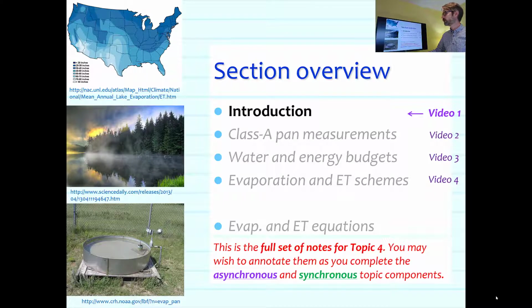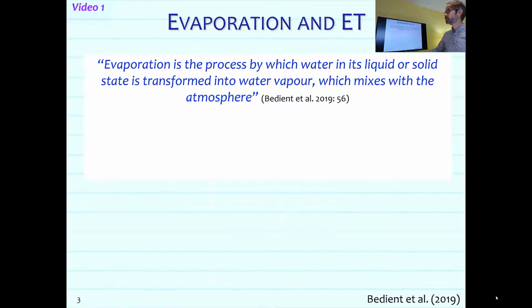In video 2, I talk about measurements using an instrument called a Class A pan. In video 3, we talk about water and energy budget approaches as well as mass transfer approaches. In video 4, we talk about the difference between evaporation and evapotranspiration, and we look at calculation of both. And then in the synchronous session, we'll do some calculations based on those equations.